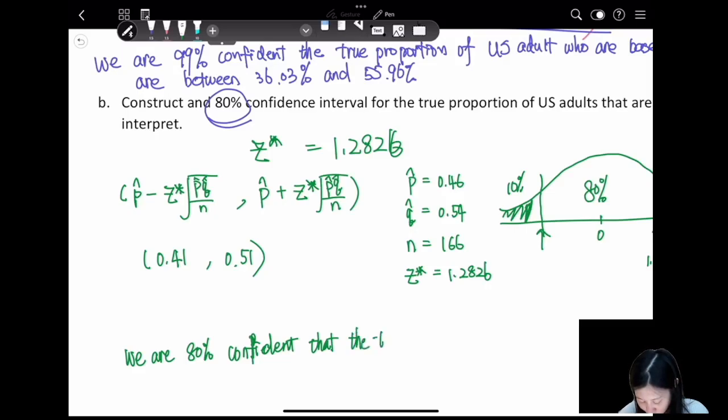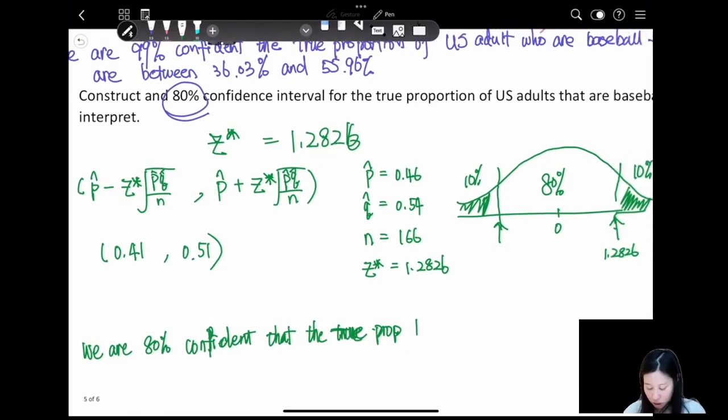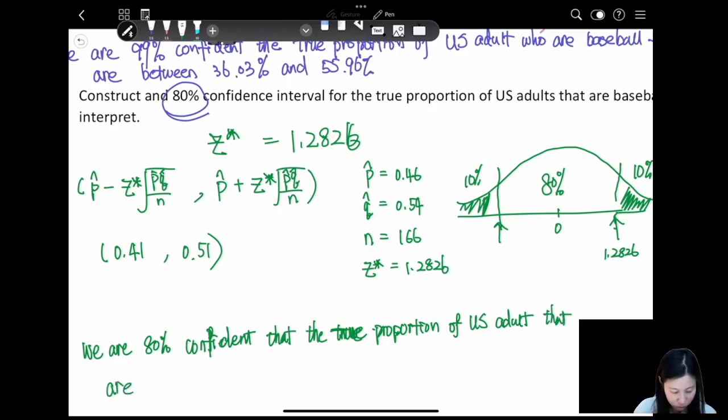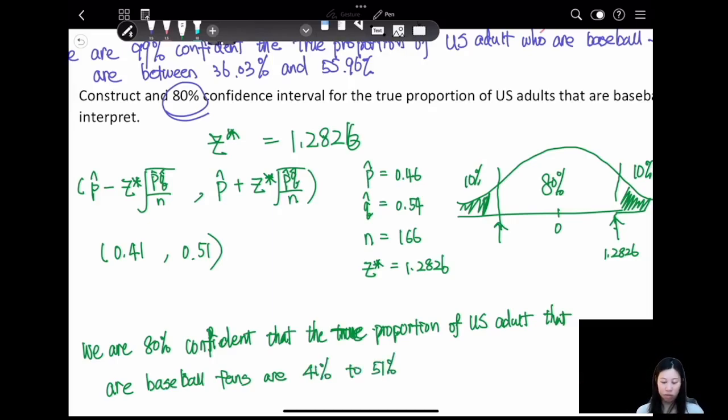that the true proportion of the US adults that are baseball fans is 41% to 51%. Okay.